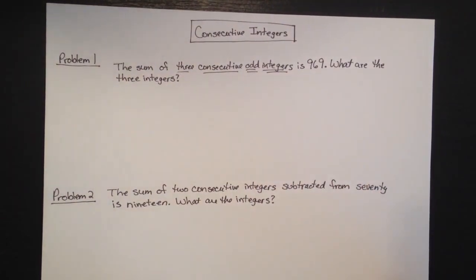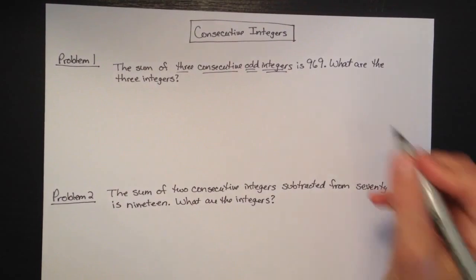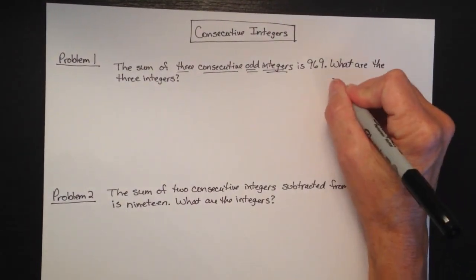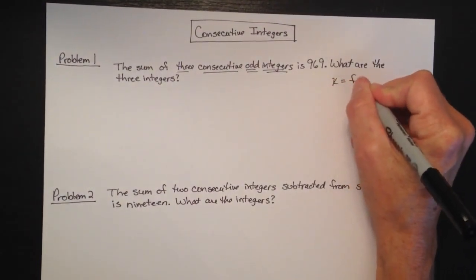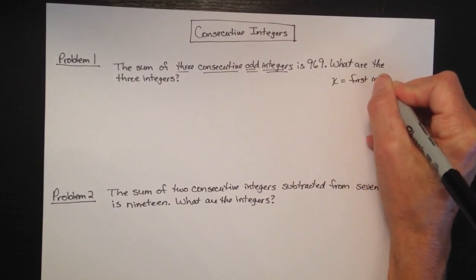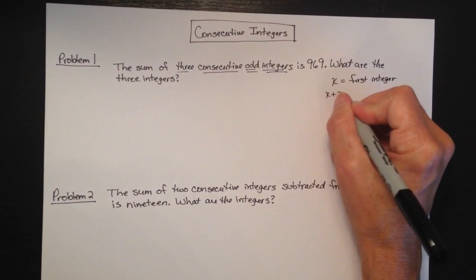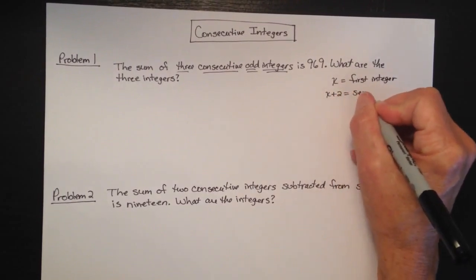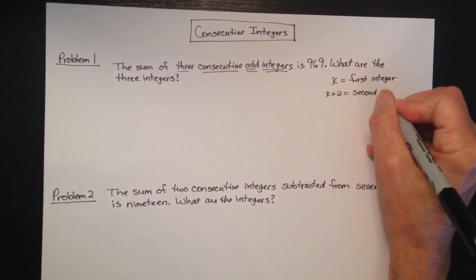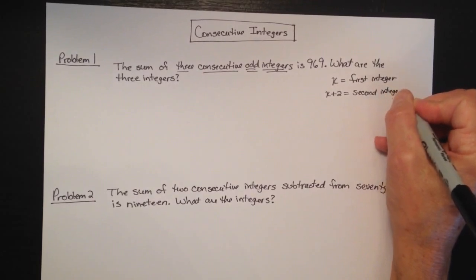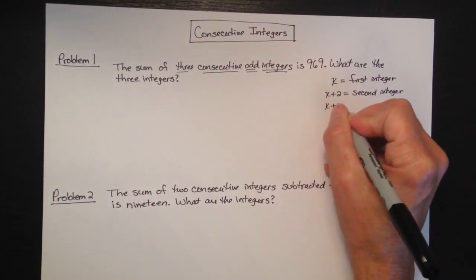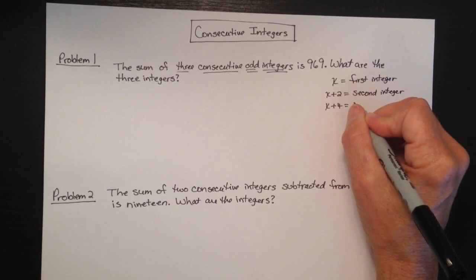The setup for consecutive odd or even integers is this. You let x represent the first integer. Then you let x plus 2 represent the second integer. You let x plus 4 represent the third integer.